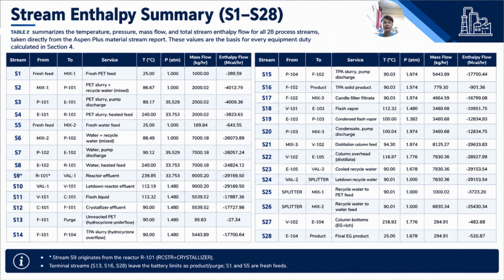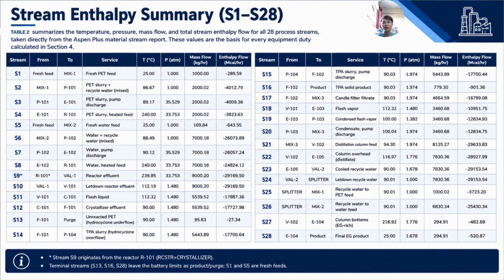Two quick notes. S9, the reactor effluent, comes from a combined reactor-crystallizer block with model R101, the reactor and the crystallizer together as one RCSTR, to properly capture TPA precipitating out, since it's barely soluble in water. And you can see our fresh feeds S1 and S5, plus the three streams leaving the battery limit: our reactor PET purge, TPA product, and EG product.